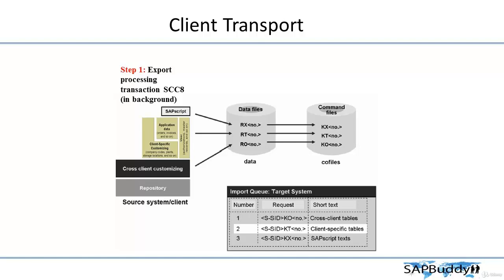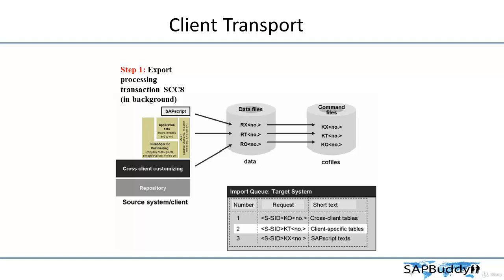If you start the client export using the transaction code SCC8, then you can monitor the log in SE01. So basically your request number will be SID, then KO, then the running number. For example, for the cross client tables. If it is a client specific table, then SID, in our case it can be ECC or ECQ, then KT, then some running number. This is for the client specific data or client specific table entries, and SID, then KX, then running number is SAP script text.